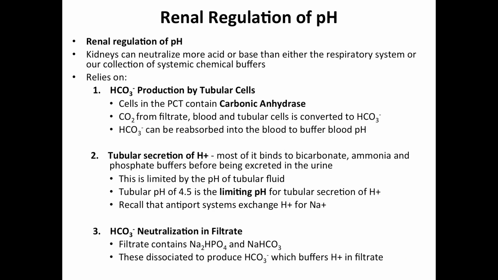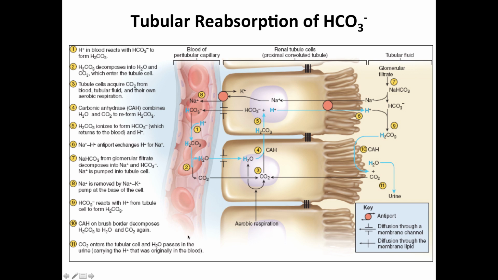And so that more or less summarizes the three major ways that the kidneys can function to regulate pH. We see again, you're regulating not only the pH of blood, which is really the most crucial in this situation, but also regulating the pH of your filtrate.